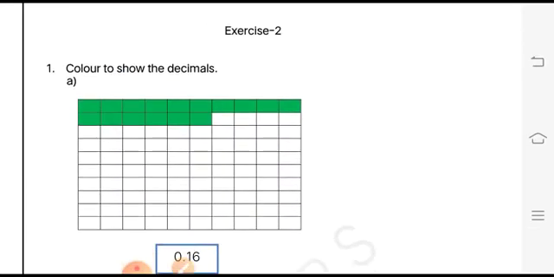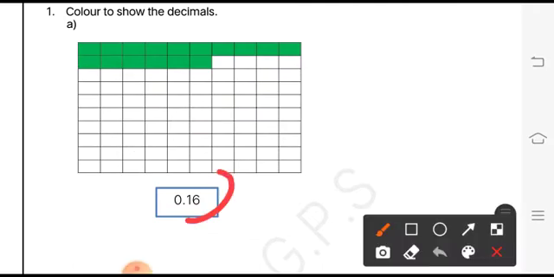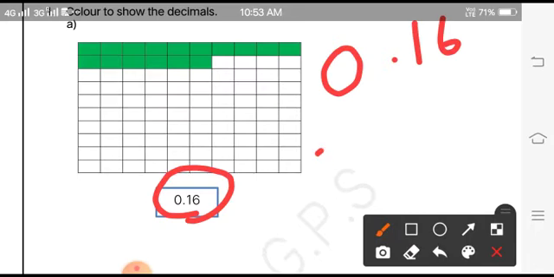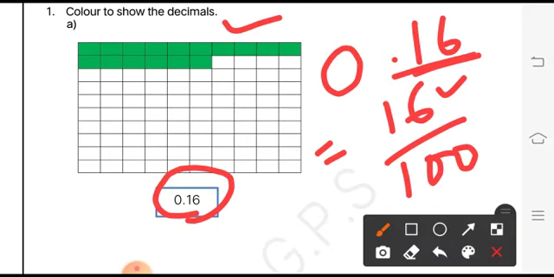Now we have exercise 2. Here we have been given the decimals and we have to color the figure as per the decimal. So here you can see the decimal number is 0.16. We know it is equal to 16 by 100. If we write its fraction, it's equal to 16 by 100. That means among 100, 16 parts are colored. That means the number in the decimal part gives us the number of parts to be colored in the figure. So here 16 parts are to be colored.